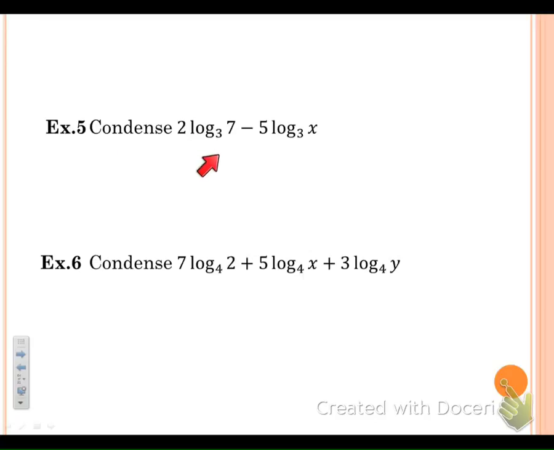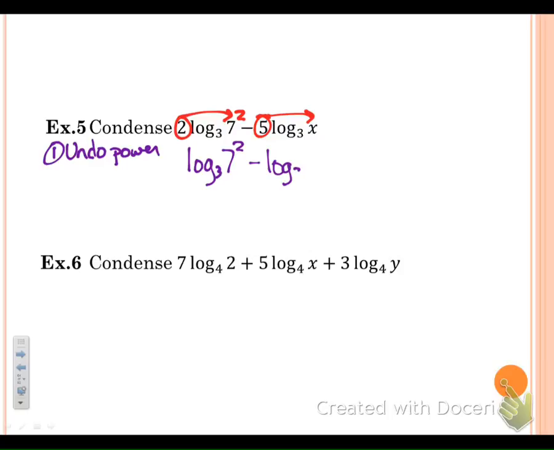So we're going to condense 2 log base 3 of 7 minus 5 log base 3 of x. I notice there's no grouping symbol, so I'm going to use the typical steps, the coefficients as a power. So log base 3 of 7 squared, and then the 5 goes up as a power. And then I see the minus sign, so I'm going to use the quotient rule. Going to use the quotient rule after this. This is the second step. I've done everything with the coefficient.